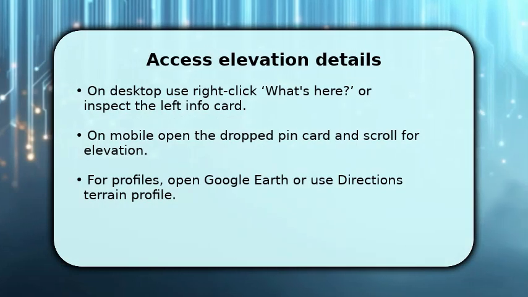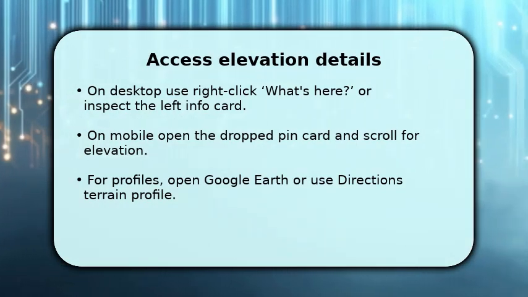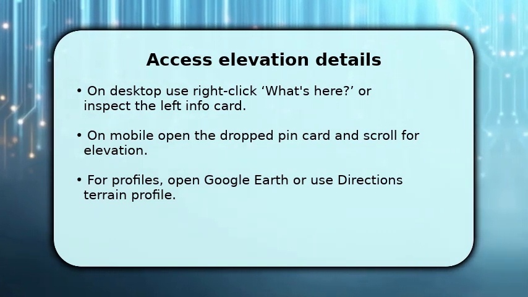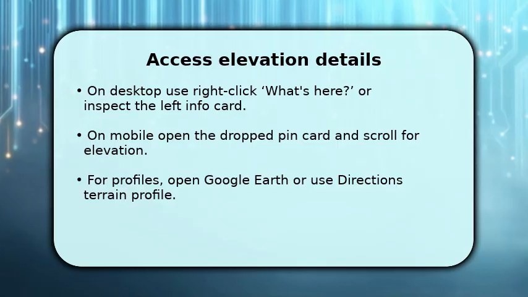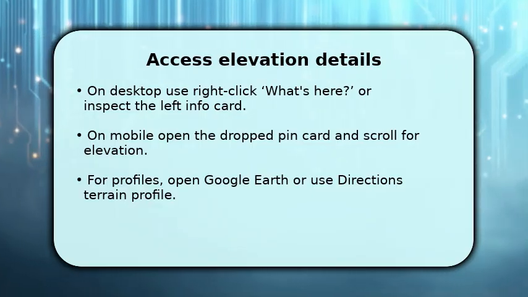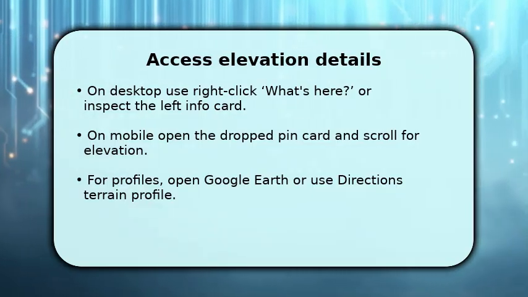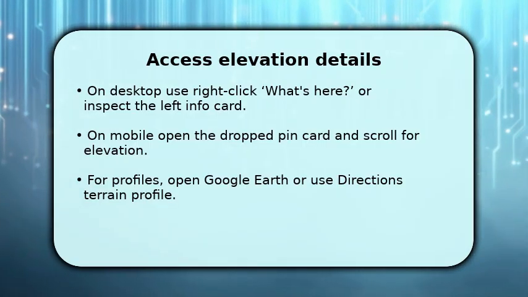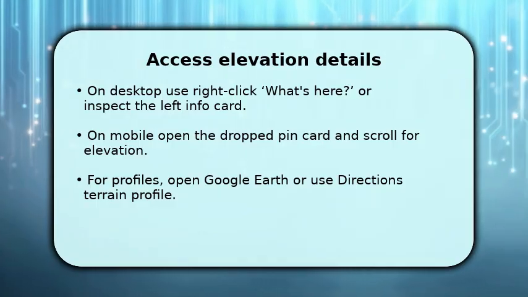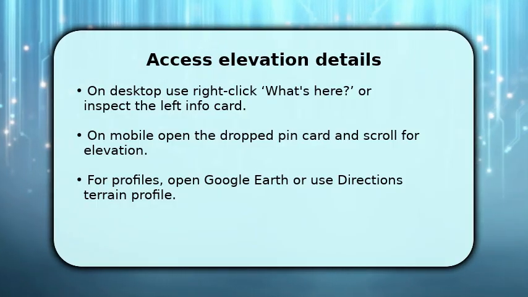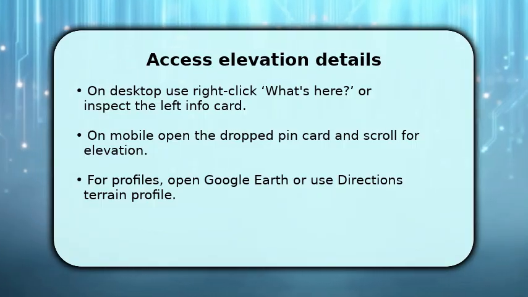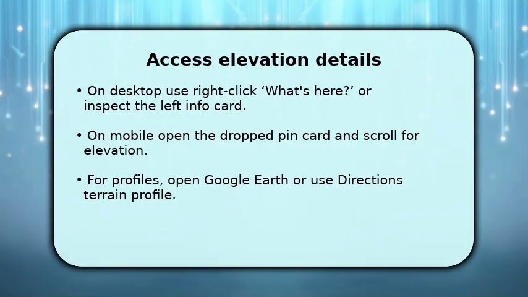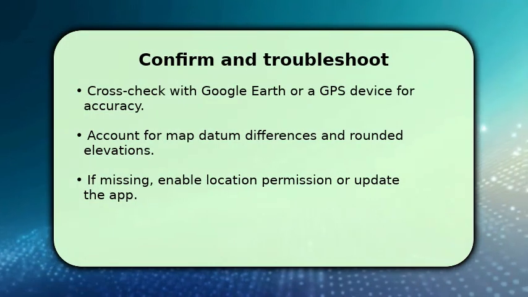Now get the elevation reading. On desktop, right-click the pin and choose what's here, then read the coordinates card where elevation often appears. On mobile, tap the pin and pull up the info sheet. Scroll to find altitude if available. If you need a cross-section, export or open the path in Google Earth and view the elevation profile. These steps explain how Maps surfaces elevation data and when to switch to Earth for more detailed altitude graphs and profiles.